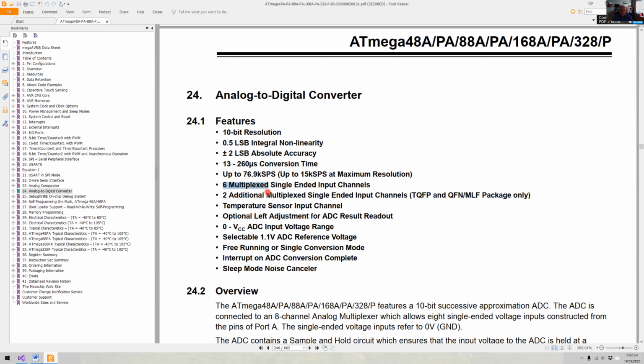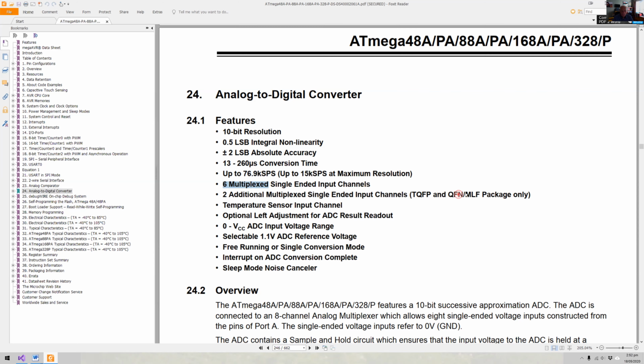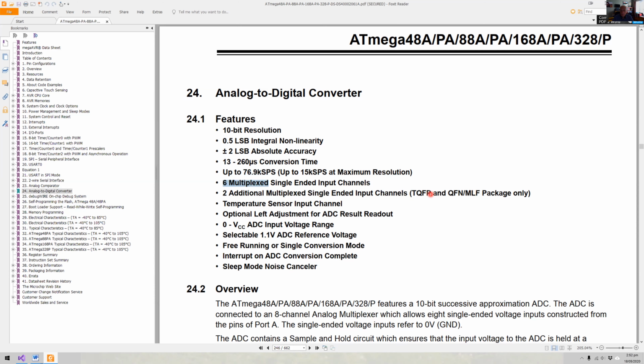Okay, now there's also a couple more additional channels in certain chips. These are the types of chips that you're using, and we have this chip on the Nano board, on the Explained Mini, and on the Arduino Uno. So that means that you've actually got another couple. So you've actually got 8 ADC inputs on these boards. It has an internal temperature sensor control. Okay, it has an optional left adjustment. Now we'll cover this in detail.